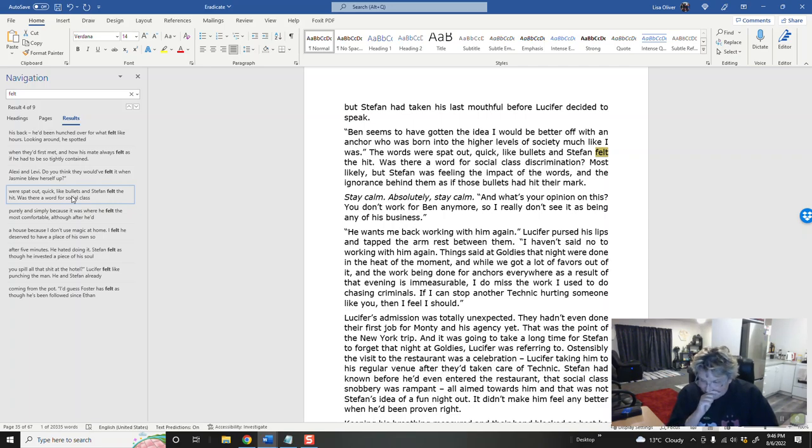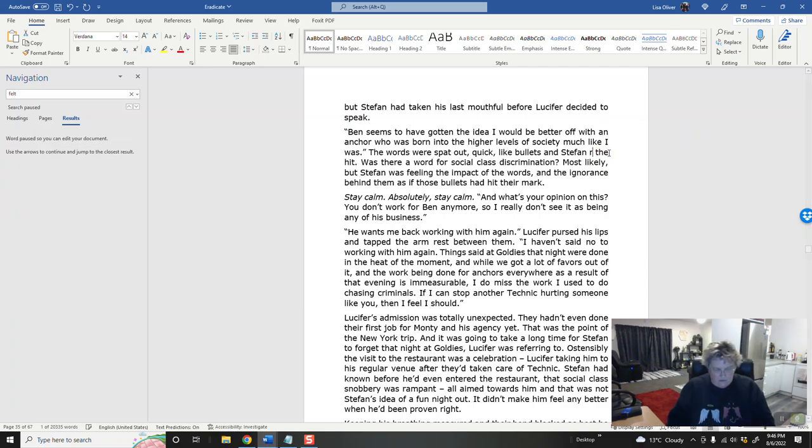Now, in this instance, would it be better to say that Stefan reeled from the hit rather than felt the hit? Does that then give the impression of this bang, you know? Does it do that? Yeah, I actually think it does. We'll take that one out.